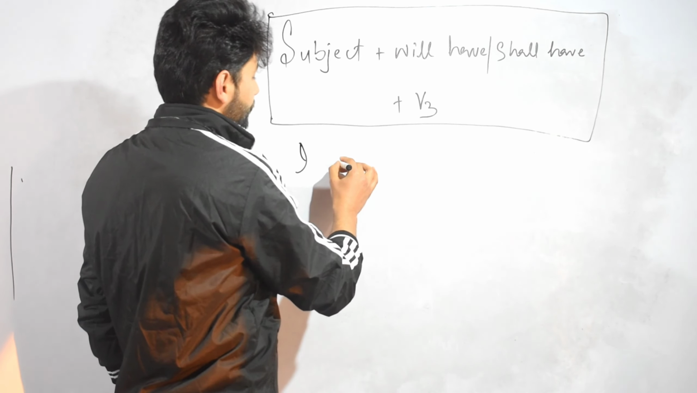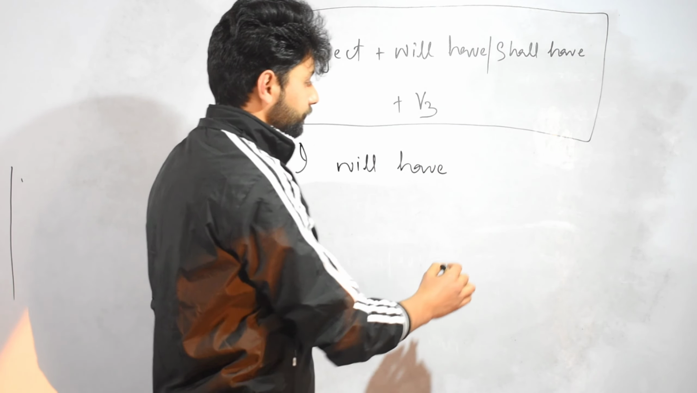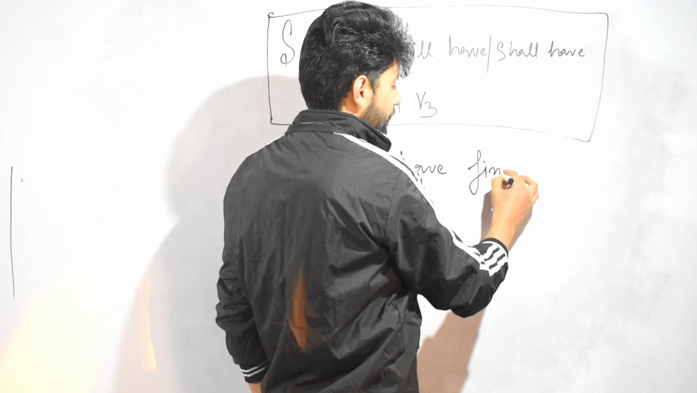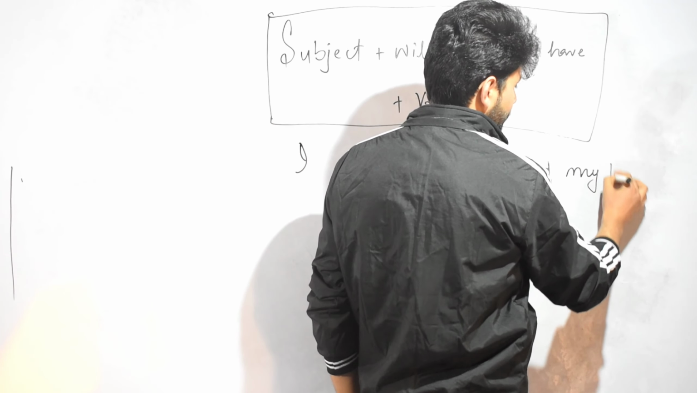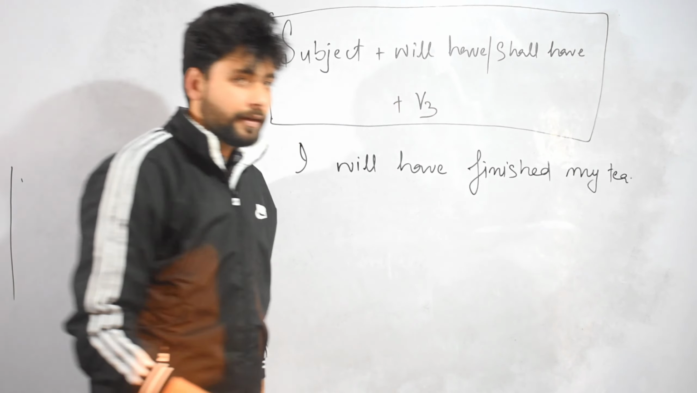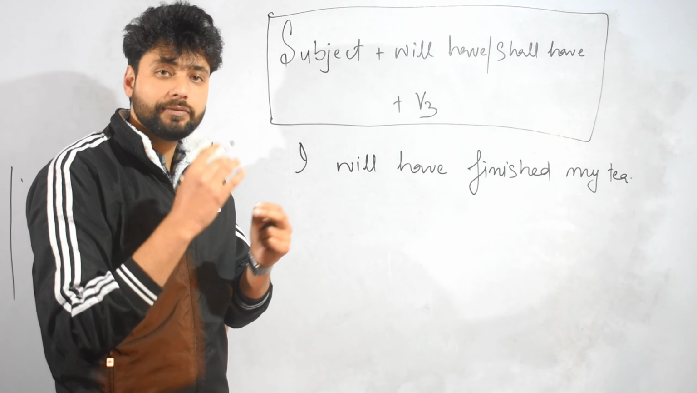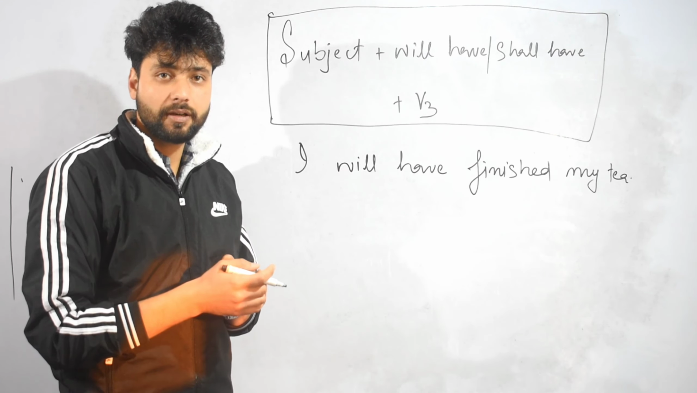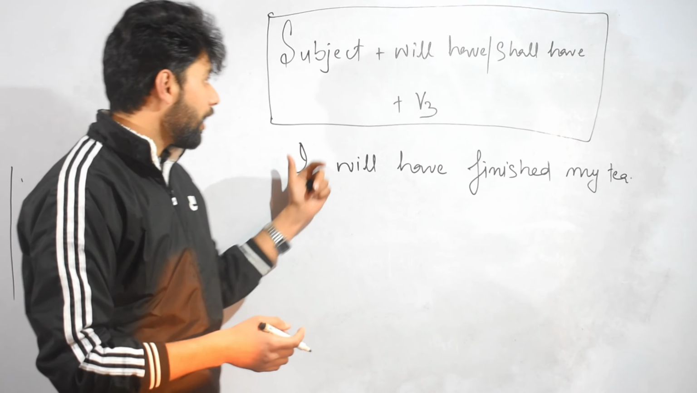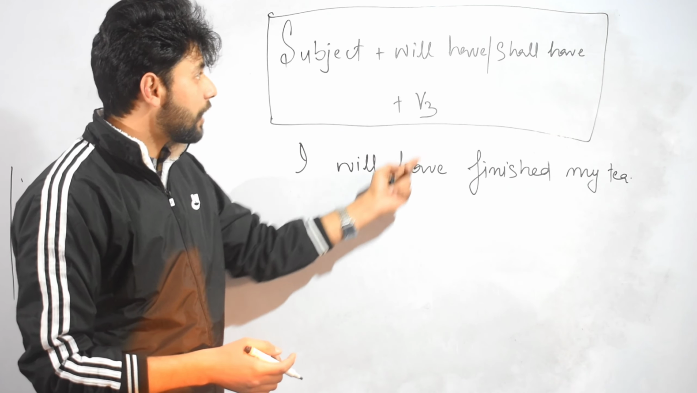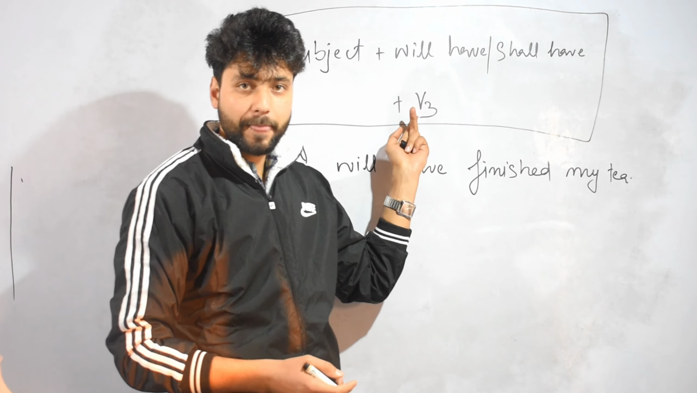I will have finished my tea. First, we will try to learn how to use this format, and then we will try to learn how to specify time. I will have finished my tea. I is a subject. Will have is from this format, and finished is a third form of verb.